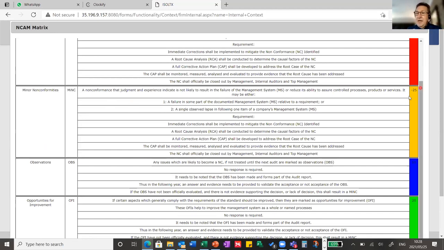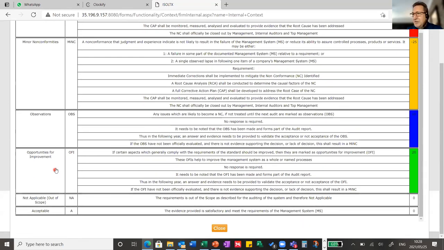We have allocated there a minus 25% in our algorithm. And then into observations. Observations is very important because that gives you actually, as you are going to be receiving a non-conformance, doesn't matter on which level. So this is actually a positive thing.